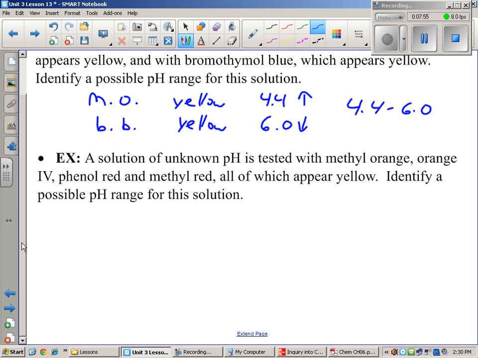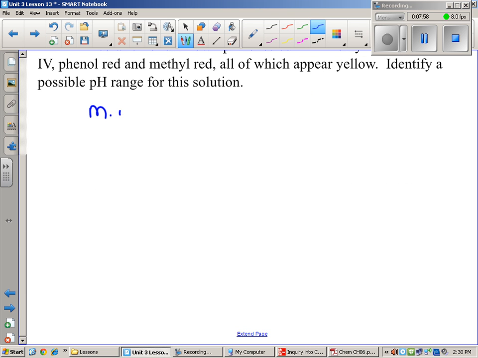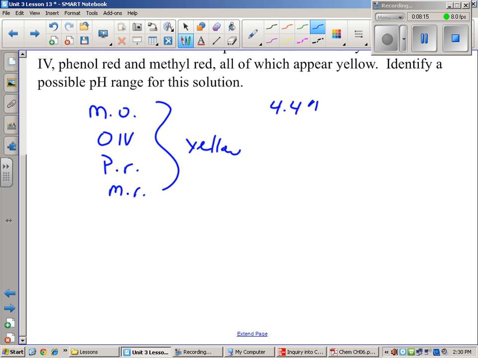This one here, we tested with methyl orange, orange 4, I believe, phenol red, and methyl red. All of these appear yellow. So what does that mean for each one? We've got to go back through here. Methyl orange, if it's yellow, is 4.4 and above. Orange 4, if it's yellow, 2.8 and above. If phenol red is yellow, we're looking at 6.6 and below. And finally, methyl red, if it's yellow, it's got to be 6.0 and above.